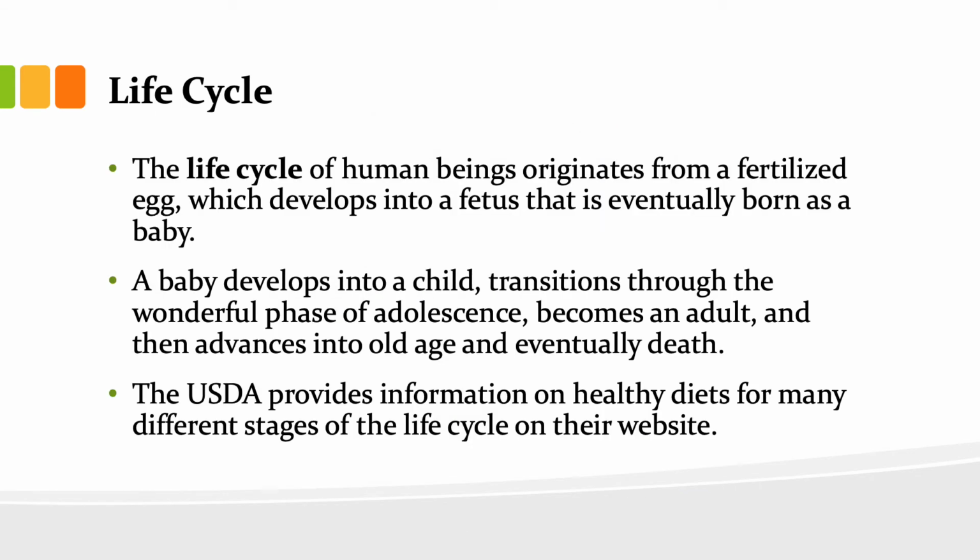The life cycle of human beings originates from a fertilized egg, which develops into a fetus that's eventually born as a baby. A baby develops into a child, transitions through the wonderful phase of adolescence, becomes an adult, and then advances into old age and eventually death. The USDA provides information on healthy diets for many different stages of the life cycle on their website.